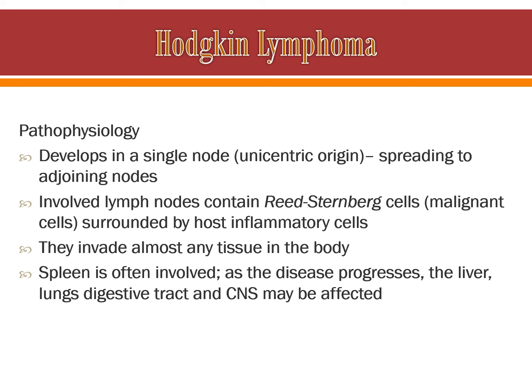That's the malignant cell. So you have to be able to tell me in Hodgkin's lymphoma what's the name of the cells that it has. So it has a Reed-Sternberg cell. That's what differentiates it. They invade almost any tissue in the body. Spleen can be involved as the disease progresses. The liver, lungs, digestive tract, and CNS may also be affected. All right. So single node, keyword, unicentric, and Reed-Sternberg cells.